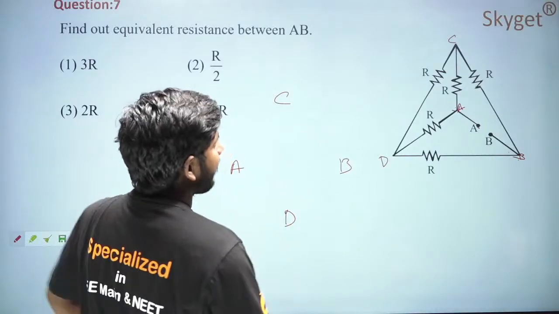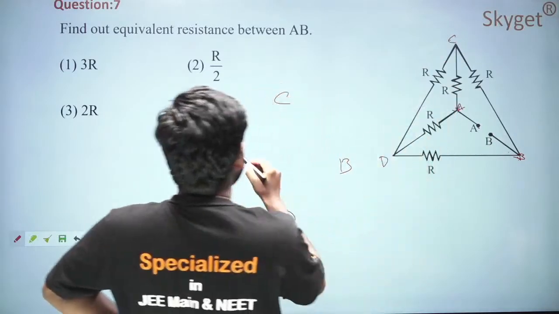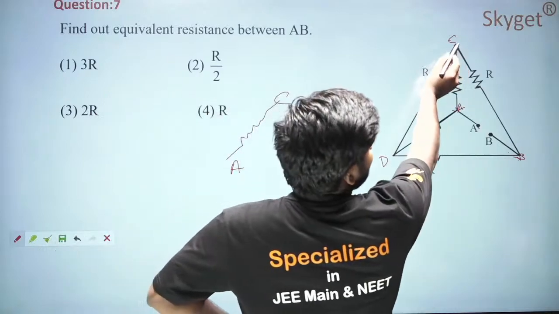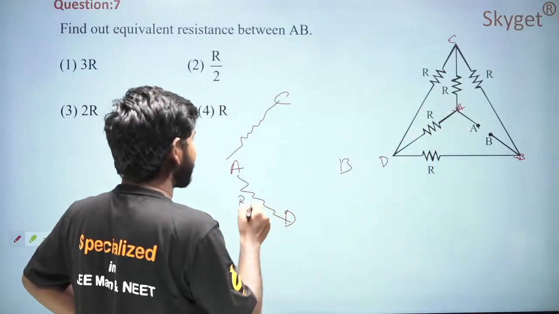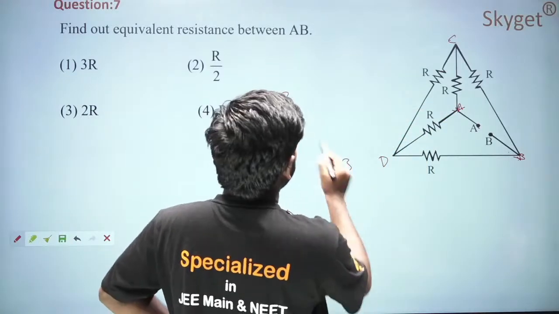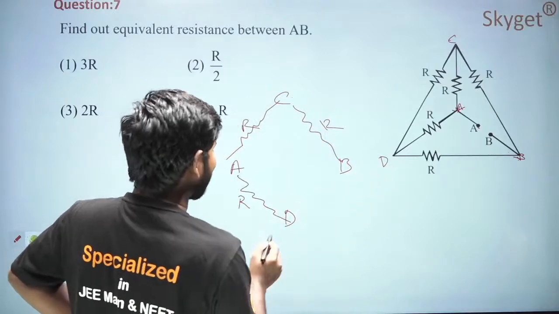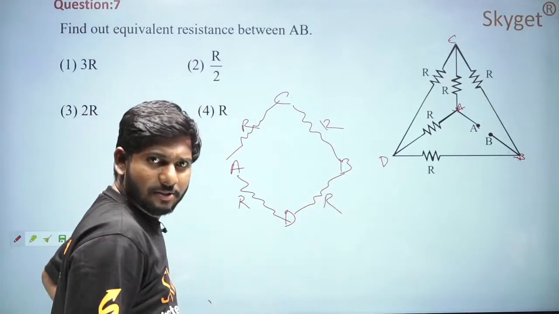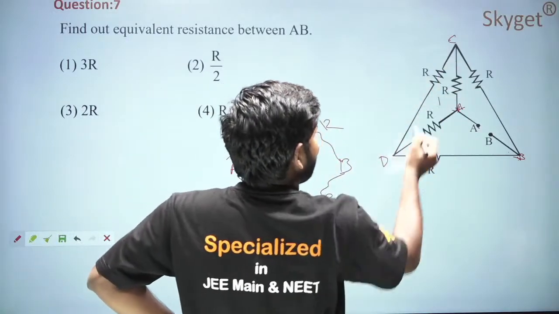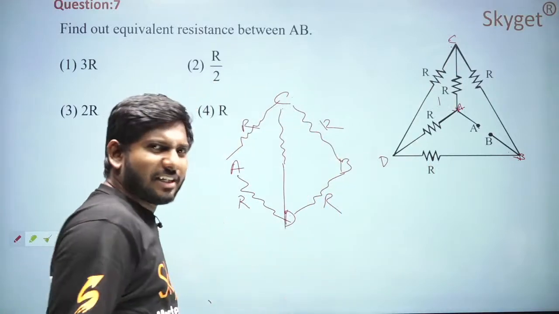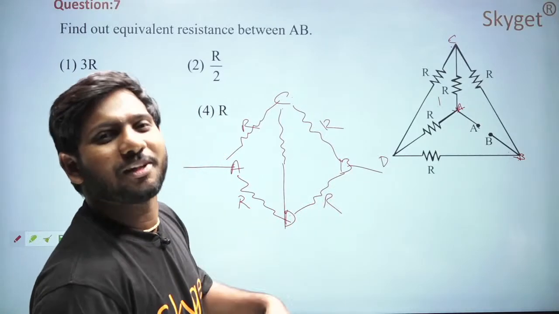Let me show you. Between A and C there is a resistance, between A and D there is another resistance, all of equal resistance. Between C and B there is a resistance, and between B and D there is another resistance. You can check it. Now between C and D there is another resistance. Look carefully, students, you need to find the resistance between A and B. If you can see this diagram, what pops up in your mind?